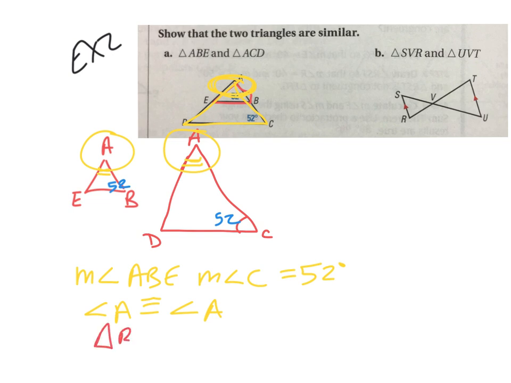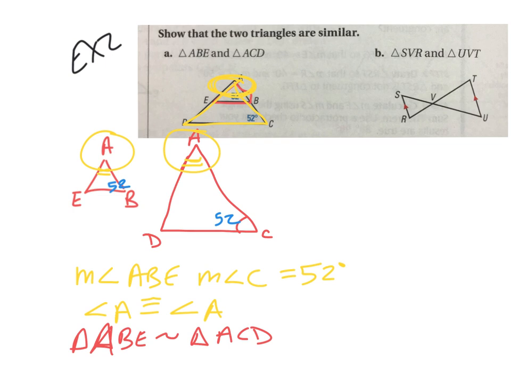So triangle ABE is similar to triangle ACD. Make sense? Good. All right, let's go look at B.